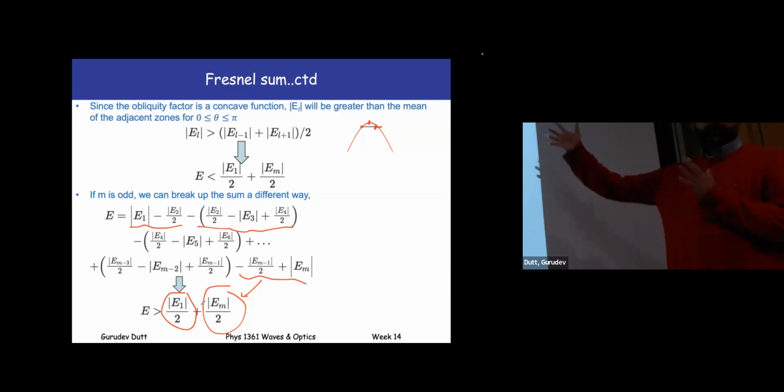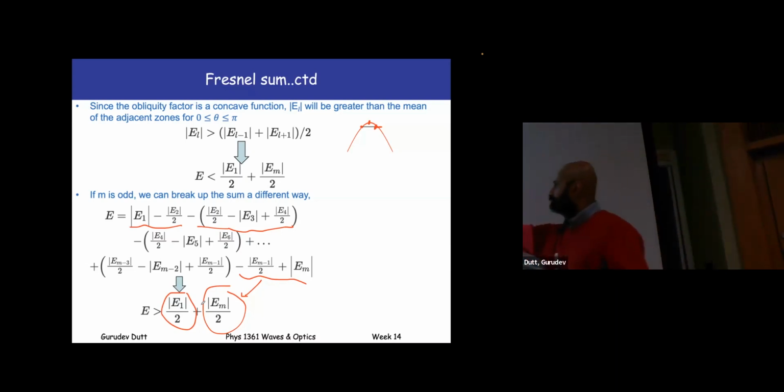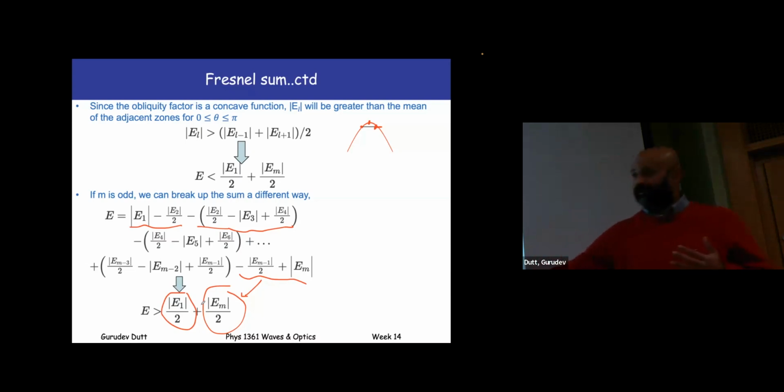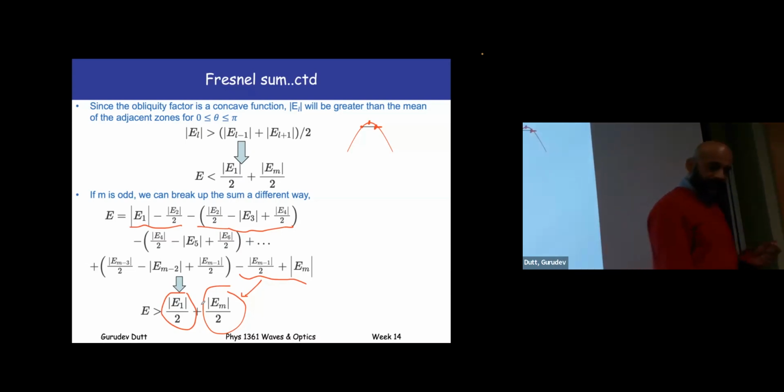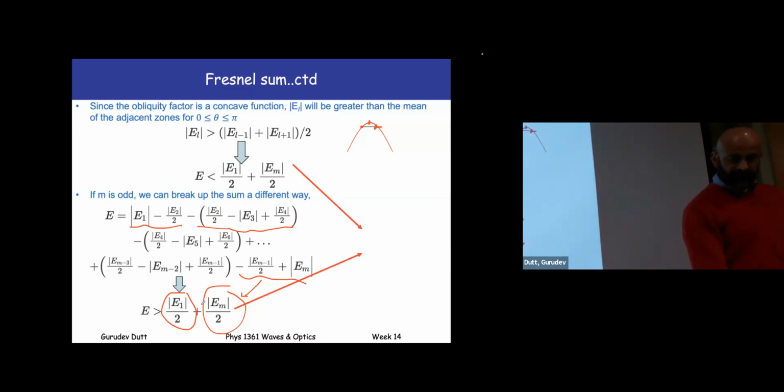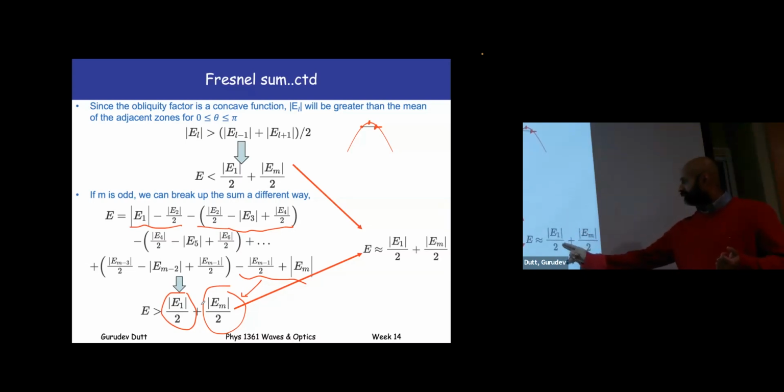Of course, I should mention I probably should have written this more carefully. These are lesser than or equal to, or greater than or equal to. That's always the case for a concave function. Sorry about that. But anyway, by that argument, E can't simultaneously be lesser than or equal to and greater than or equal to, so we have that E must be approximately the sum of the first and the last zone divided by 2.